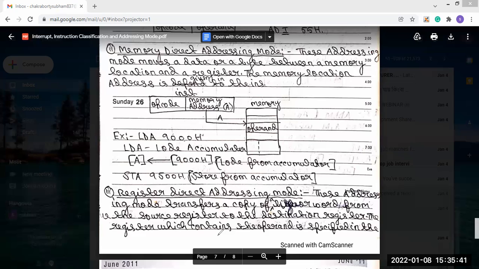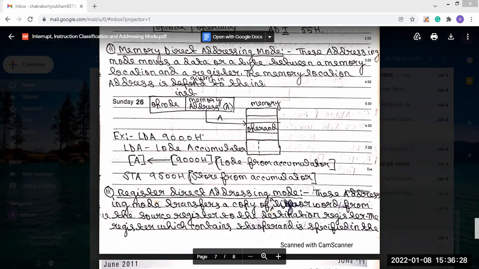So basically, the register direct addressing mode, we use sometimes, not always. Here, the instruction will have two parts. The first part will be the opcode, and in place of the memory address there will be the specified named register, and inside that register the operand will be present.